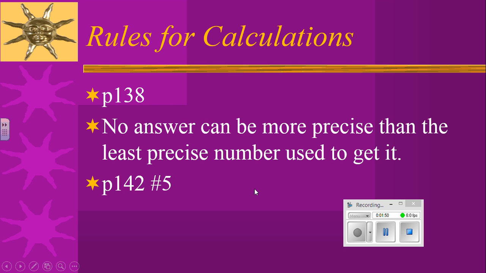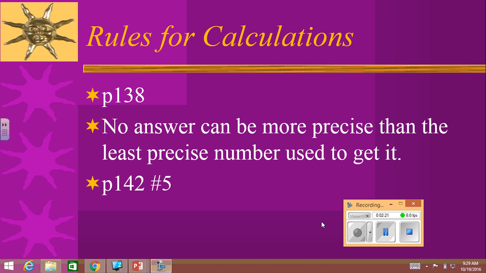All right, and calculations, the rules are on page 138. The rules can be summarized actually pretty much here, that no answer can be more precise than the least precise number you used to get it. So whenever you look at a number, what you're going to have to do is look at the precision of the number, that is how many significant figures there are, or in the case of numbers that have decimals, the number of decimals.